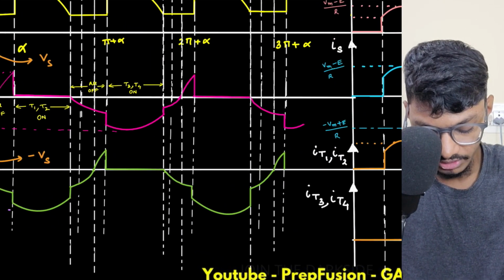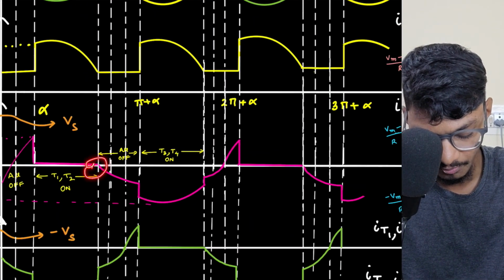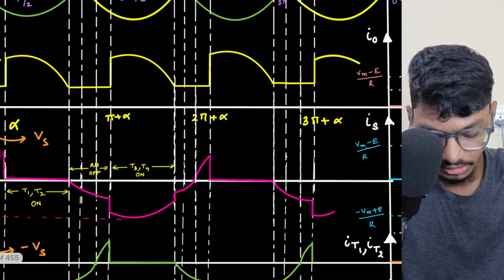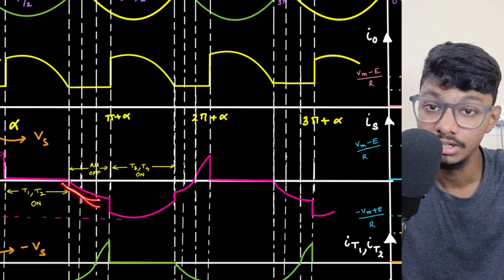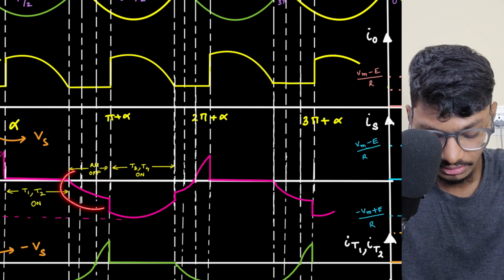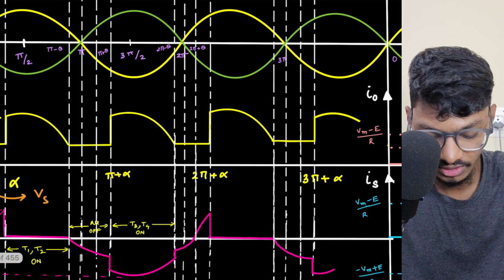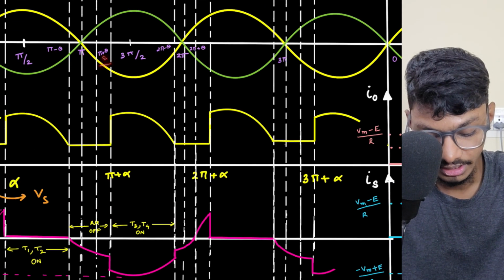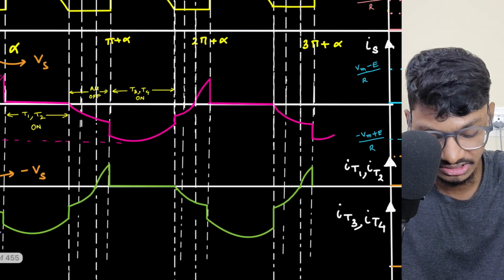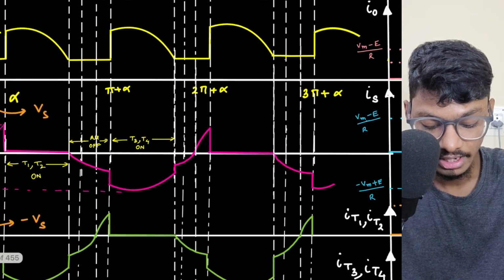Once you observe this region, from pi minus theta the thyristor is naturally commutated because the current is 0. Then for some time it is less than 0. Here all are off, so they divide the voltage between them, the SCRs T1 and T2. But as soon as we reach pi plus alpha, where this is pi plus theta, T3 and T4 are triggered. As soon as T3 and T4 are triggered, that means they are turned on.